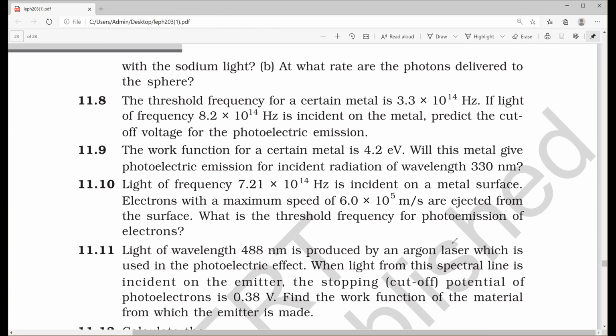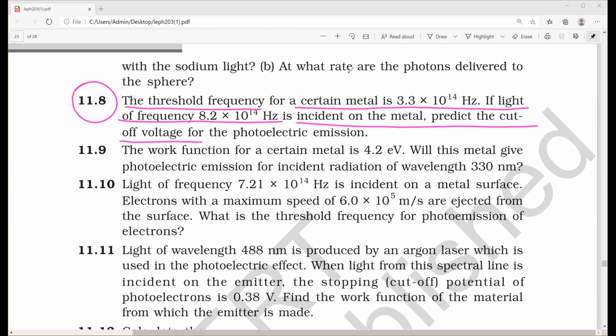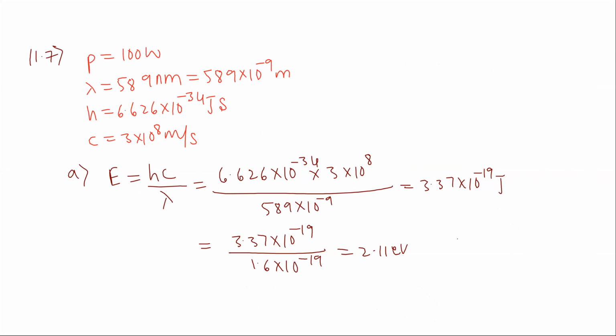See, what have they asked in 11.8? The threshold frequency for a certain metal is 3.3 into 10 to the power of 14 hertz. If light of frequency 8.2 into 10 to the power of 14 hertz is incident on the metal, predict the cutoff voltage for the photoelectric emission. They have given the threshold frequency of a certain metal and the frequency of light incident on the metal, and asked to predict the cutoff voltage. Let us solve how to solve this one, that is 11.8.